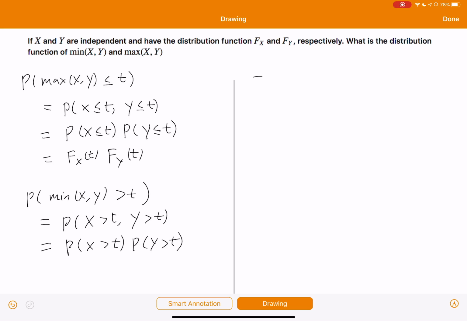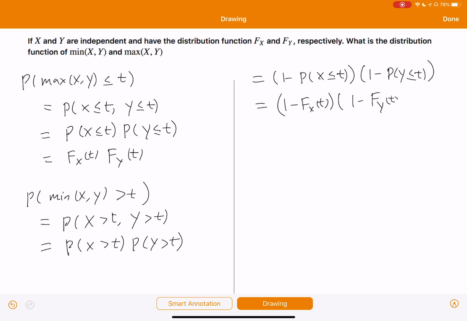And this is equal to 1 minus the probability that x is less than or equal to t, multiplied by 1 minus the probability that y is less than or equal to t. And this is equal to (1 - F_X(t)) times (1 - F_Y(t)). But here we calculate the probability that the minimum of x and y is greater than t, and this is equal to this.